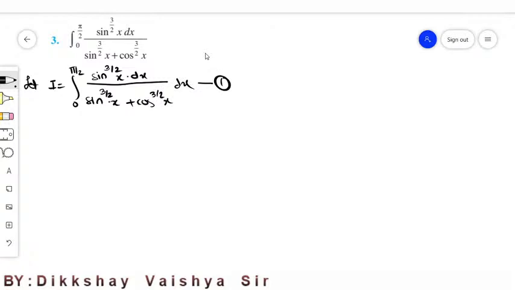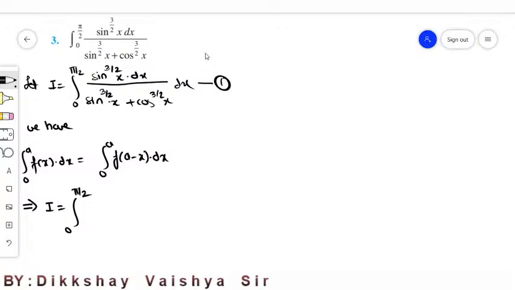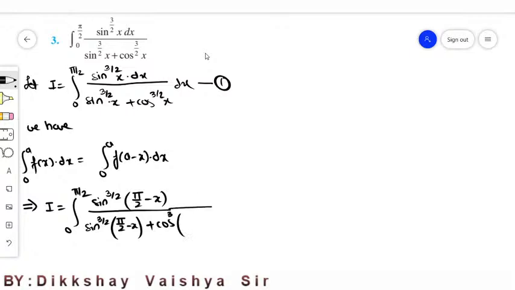Next we have, or as we know, integral 0 to a f of x dx is equal to integral 0 to a f of a minus x dx. This property again we apply here. How this can be written as I is equal to integral 0 to pi by 2 sin raised to power 3 by 2, and x can be written as pi by 2 minus x, divided by sin raised to power 3 by 2 of pi by 2 minus x plus cos raised to power 3 by 2 of pi by 2 minus x.